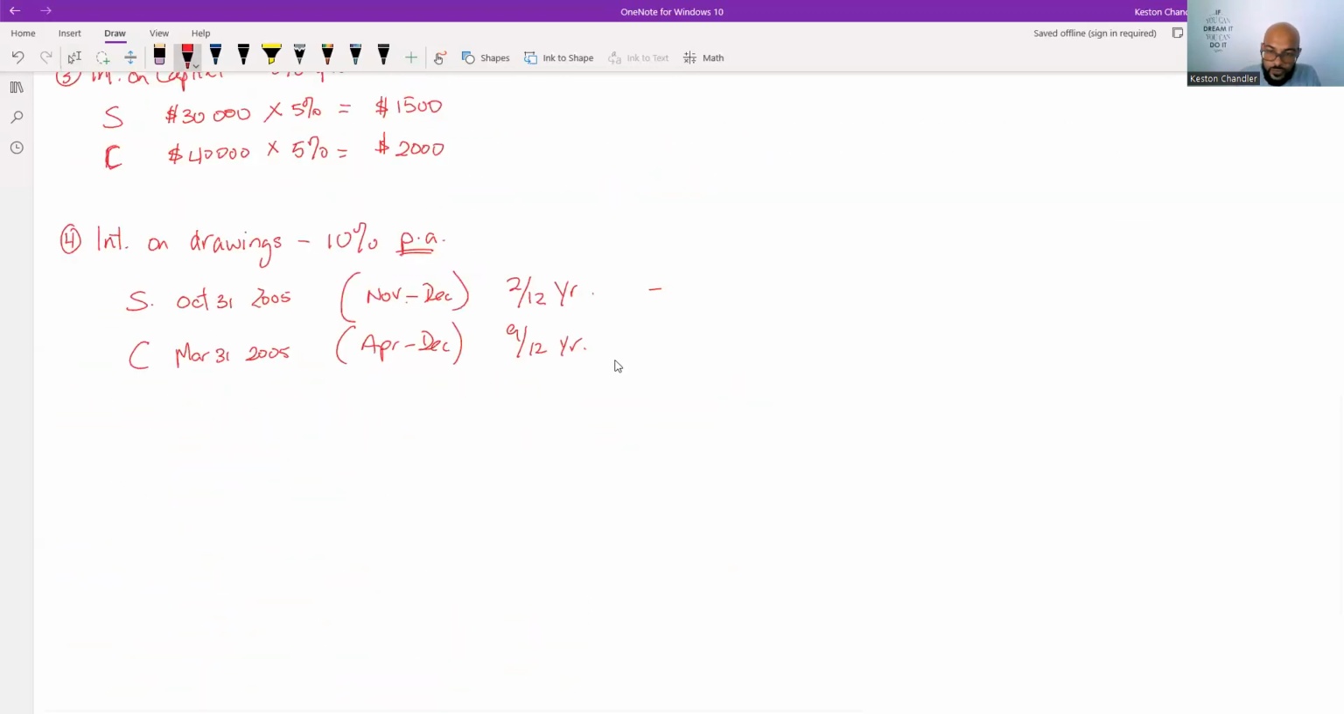So this is 12,000 and here's 5,000. Right, so the calculation for this guy is going to be $12,000 multiplied by 10% multiplied by 2 on 12. And underneath here is going to be 5,000 multiplied by 10% multiplied by 9 on 12. Right?